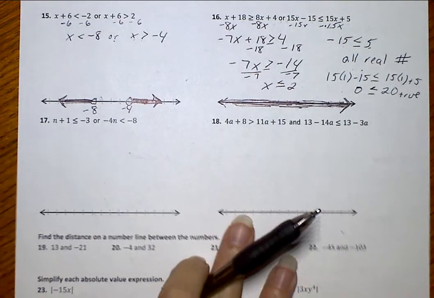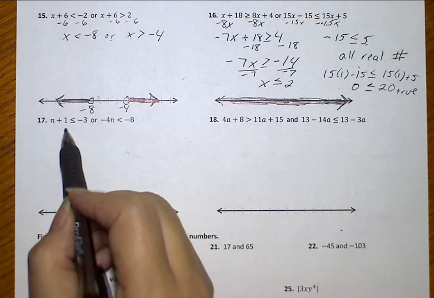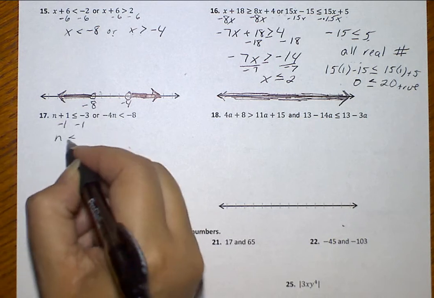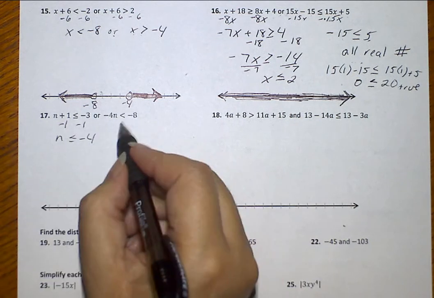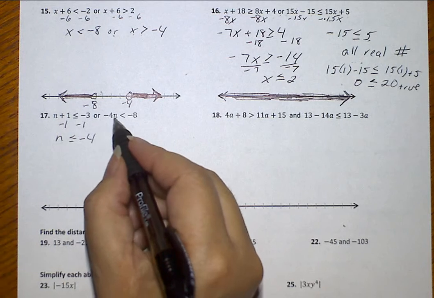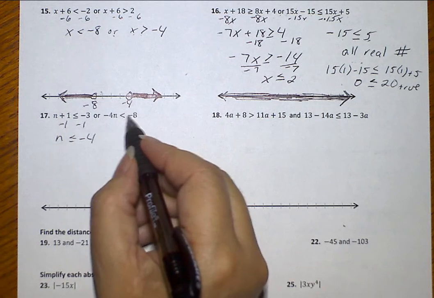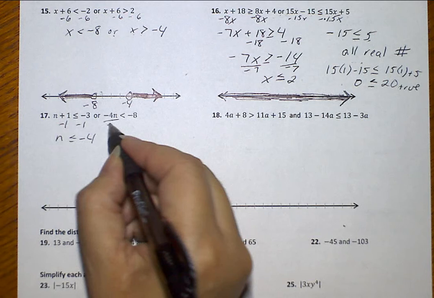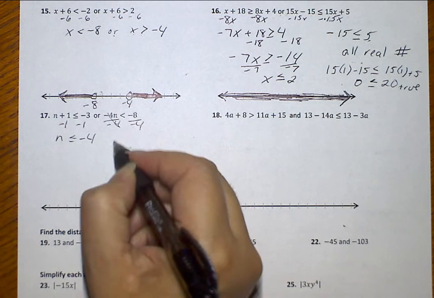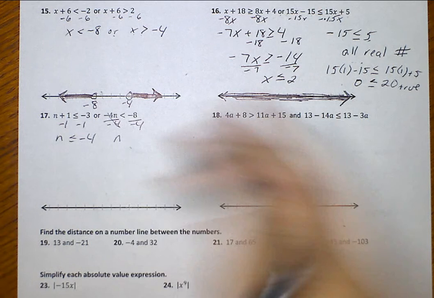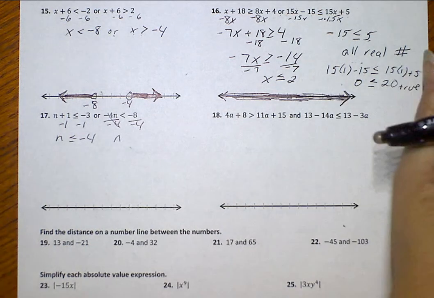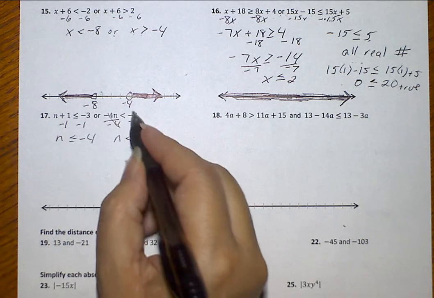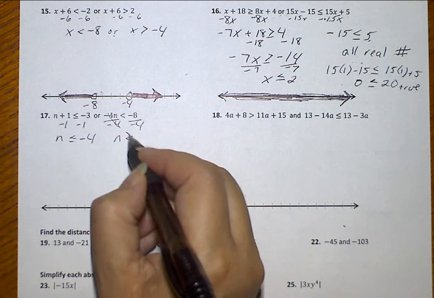Alright, 17. We want to go and subtract 1. So n is less than or equal to negative 4. On the other side, we have negative 4n is less than negative 8. So what do we have to do? Divide by negative 4. So n is going to be, we divided by a negative, so sorry, greater than 2.